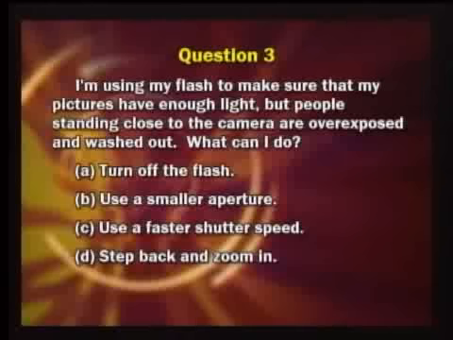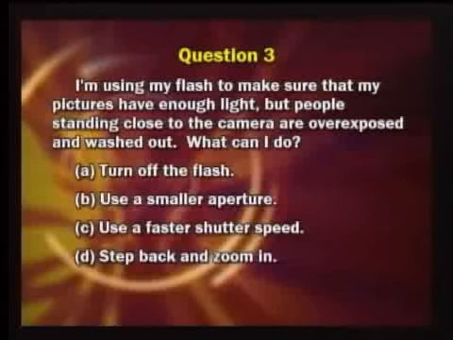Is it dark where I'm trying to take a picture? It could be. I would turn off the flash and see if that would make it a little bit better. That'd be one thing you could do. I would say C, because if you're going to go with the faster shutter speed, you'll still have the light illuminating everybody, but you won't have as much coming into the camera. Or the film won't be as exposed for as long.